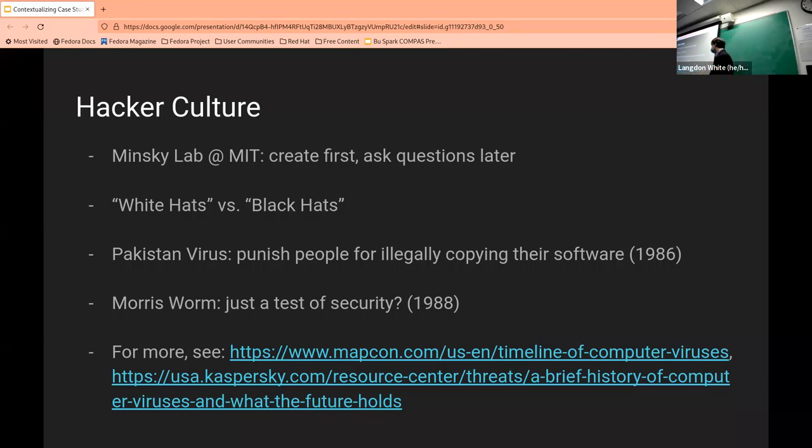And there are some links here if you want to see more. But one of the important things I'm trying to get across is that without computers, there are no computer viruses, right? There are new problems that come about because of the technology that's involved specifically.